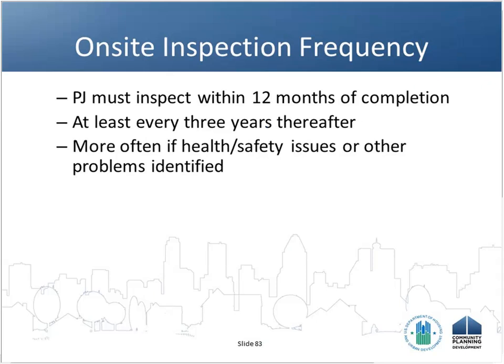So for the frequency of your actual on-site visits for those properties, we have a couple of different steps. When we initially place that property into service, the PJ needs to inspect that property within 12 months of completion. We've got a property that's now been listed as being complete. It should be meeting all of its property standards. We need to be able to verify that within that 12-month period. If that initial inspection turns out to be okay, you can go to an every 3-year cycle on that property.